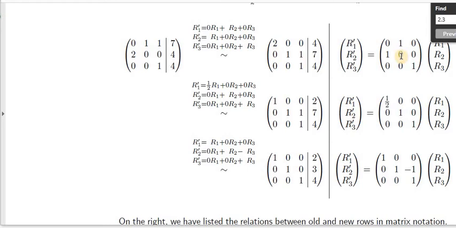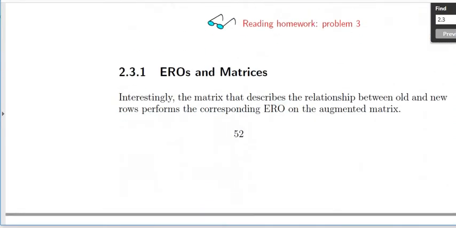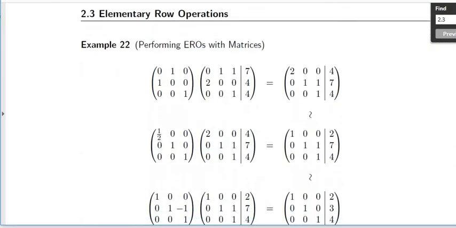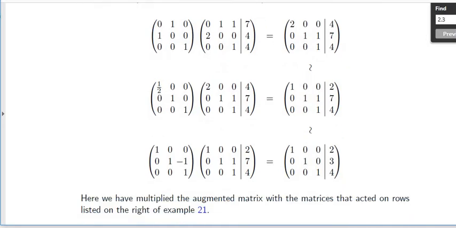Now it's interesting that this process of multiplying by a matrix corresponds exactly to the multiplication of matrices that we've seen earlier in Chapter 1. If you're familiar with the computational process of multiplying matrices, you can verify that these matrices associated with the row operations, multiplied by the augmented matrix, give the next matrix in the series of augmented matrices that leads to the row reduced form. So let me remind you of that section here.